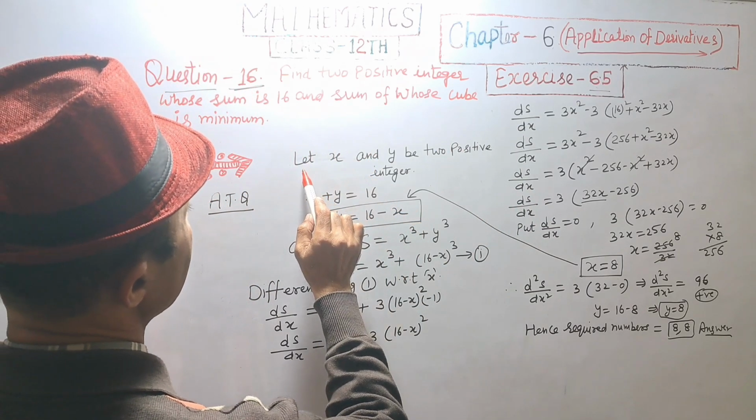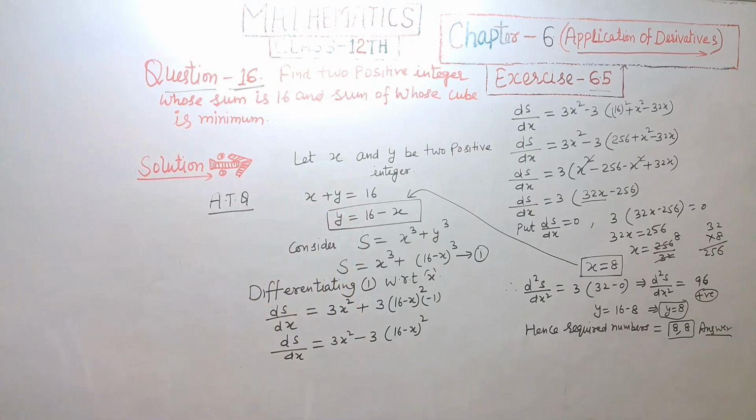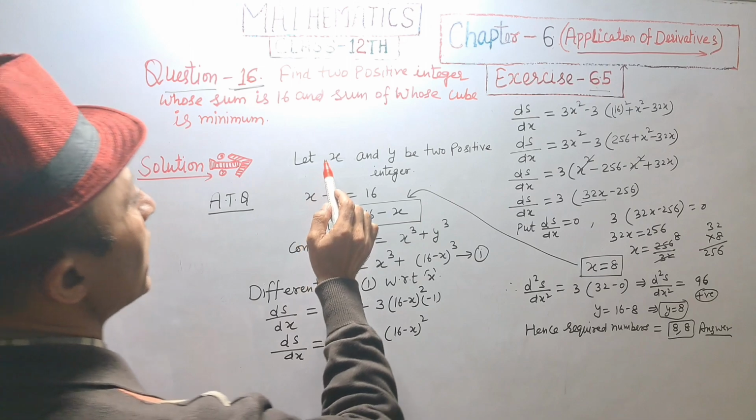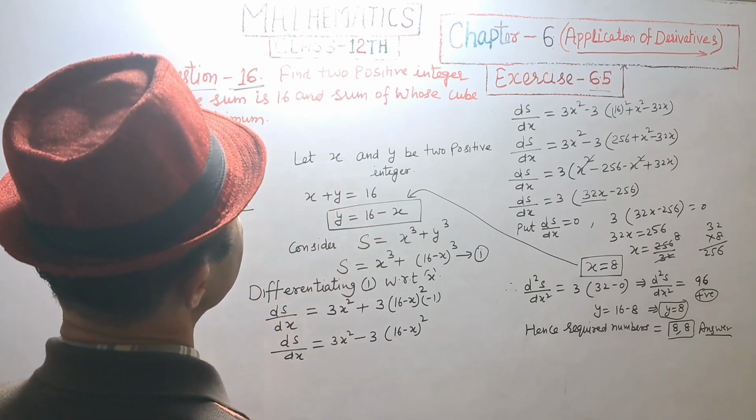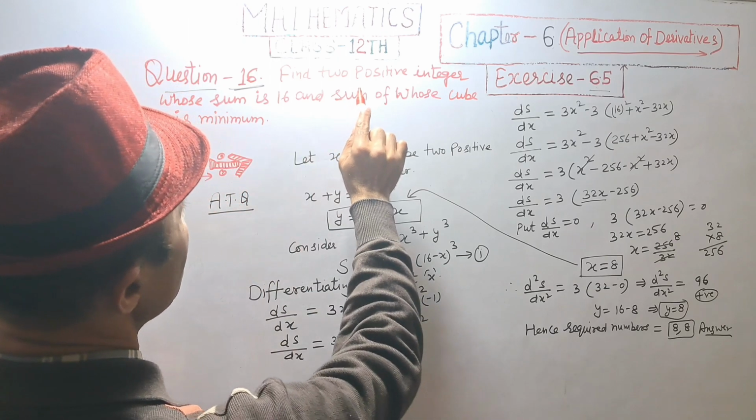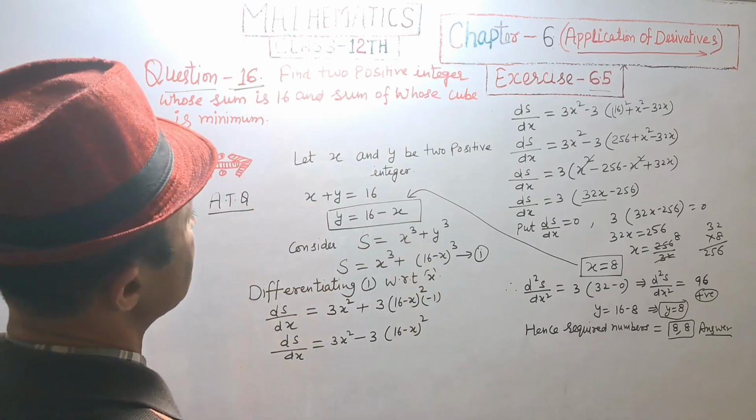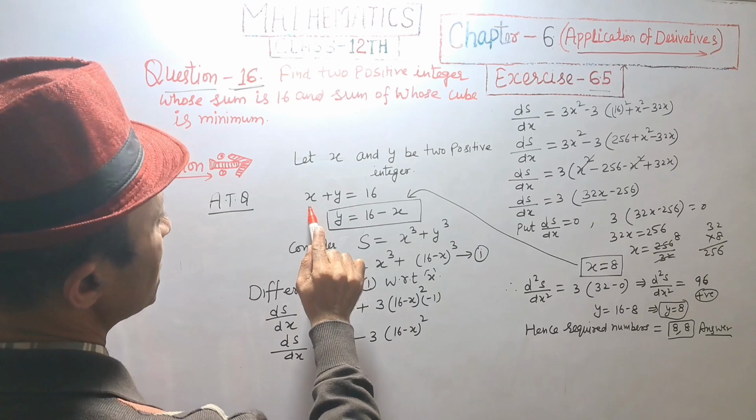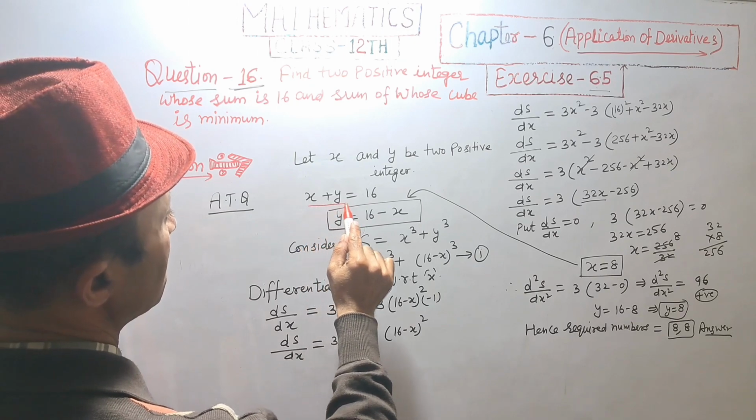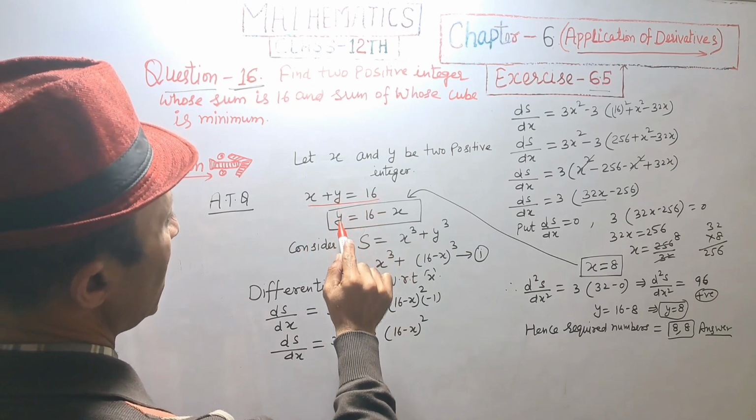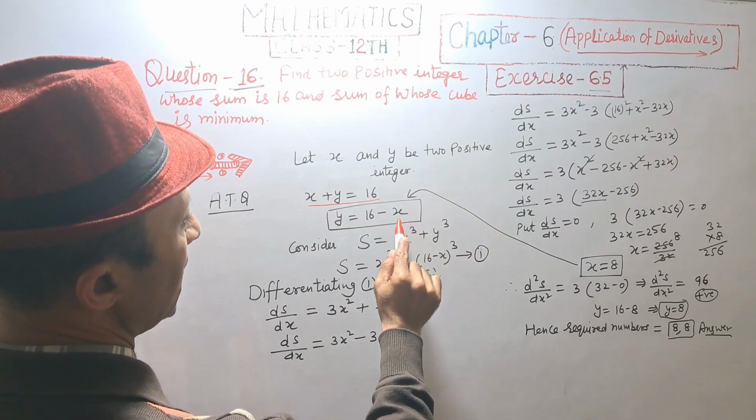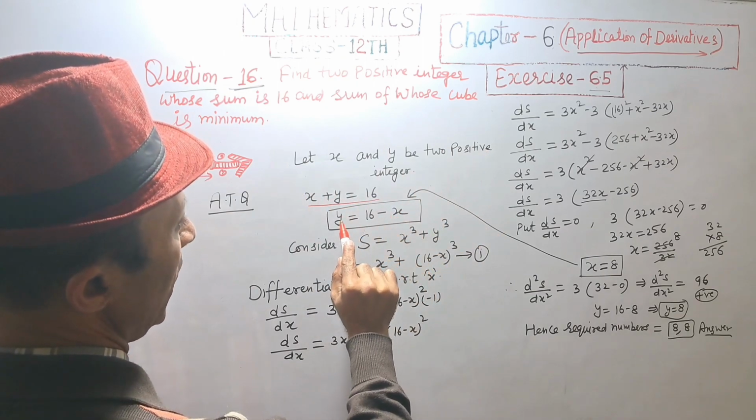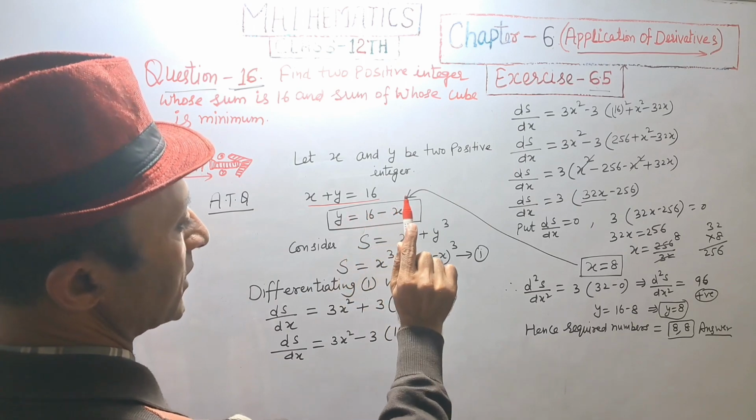First of all, let us assume x and y be two positive integers. According to the question, their sum is equal to 16. x plus y is equal to 16, and y is equal to 16 minus x, since x shifting to the right side becomes negative x.